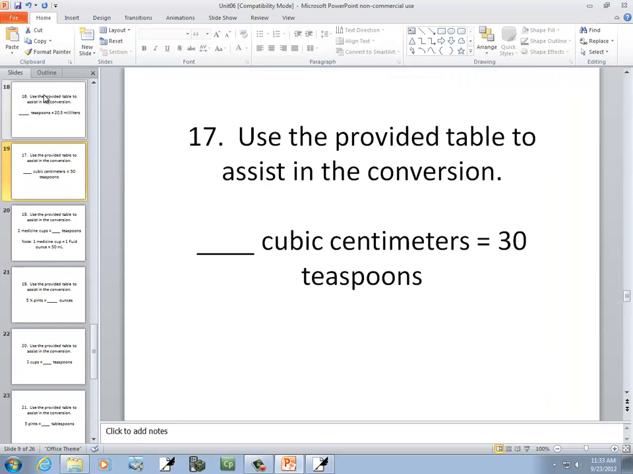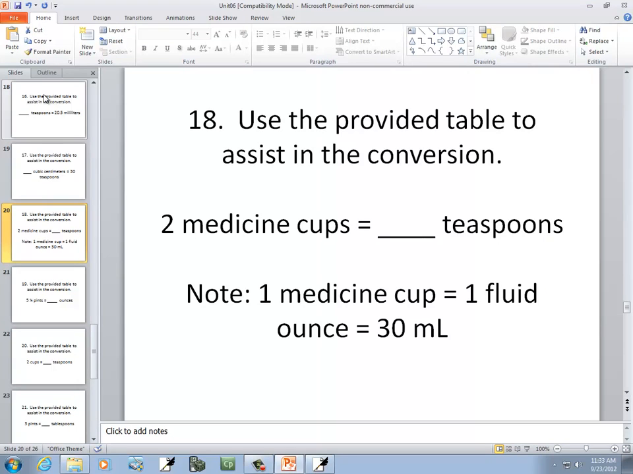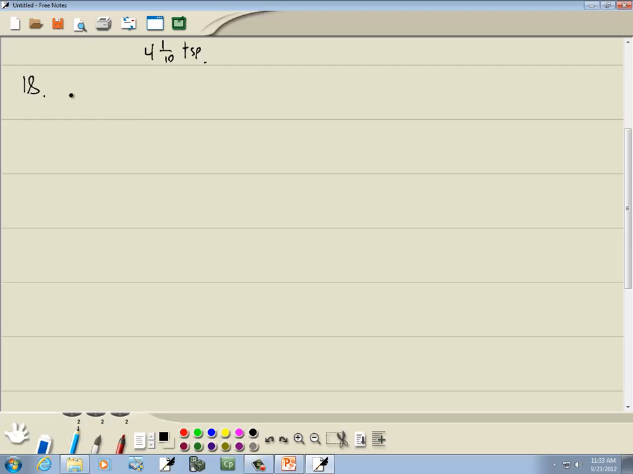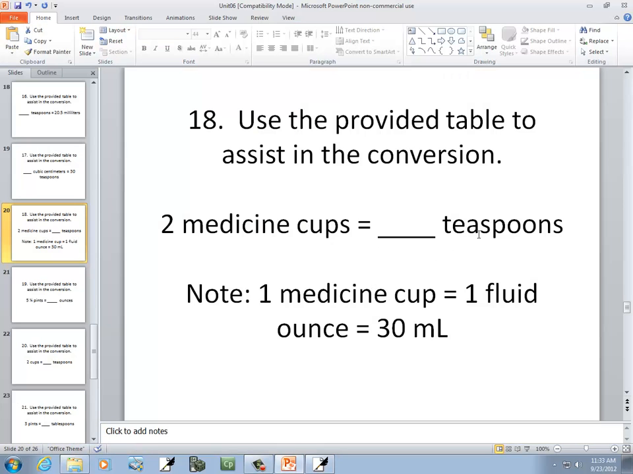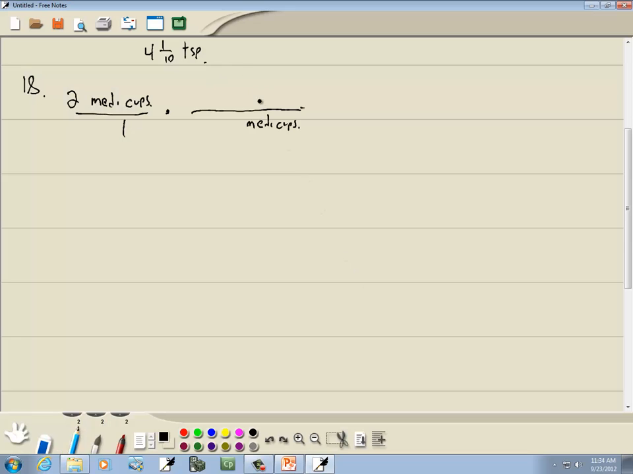Let's look at number 18. 2 medicine cups is equal to 1 teaspoon. Okay, so we got 2 medicine cups. Put that over 1. And if that's what we're starting with, then medicine cups is up here. Medicine cups has to be down here. And I'm looking for some kind of tie between medicine cups and teaspoons, but there isn't any. It says I can put medicine cups in terms of fluid ounces or milliliters. Milliliters. We just looked at a problem that said 1 teaspoon is 5 milliliters. So let's put this in terms of milliliters. So 1 medicine cup is 30 milliliters.